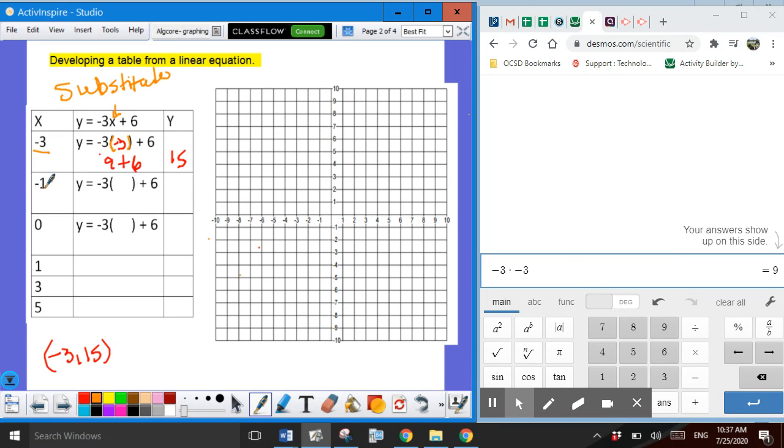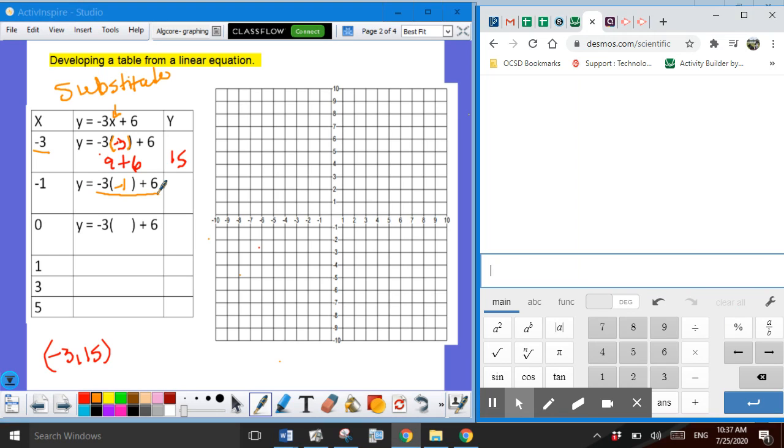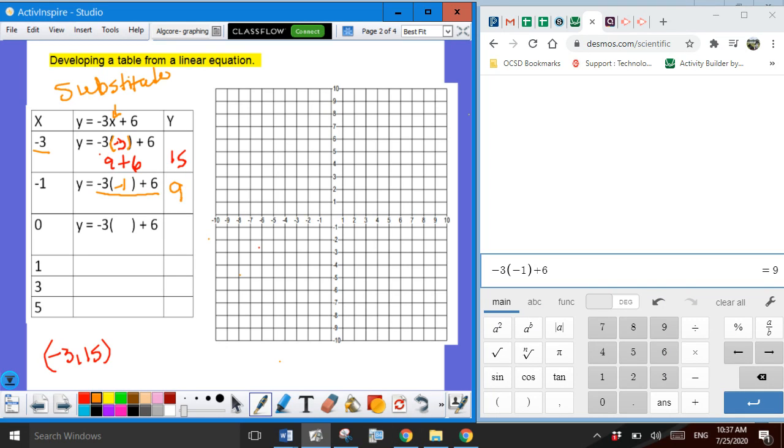Okay, let's look at the next one. I want to know negative 1. So here's negative 1. Now I can put this entire thing in my calculator if I want to. So negative 3, and then I got my parenthesis, negative 1, parenthesis, plus 6. And I know that this gives me a 9. So my next ordered pair is negative 1, 9.